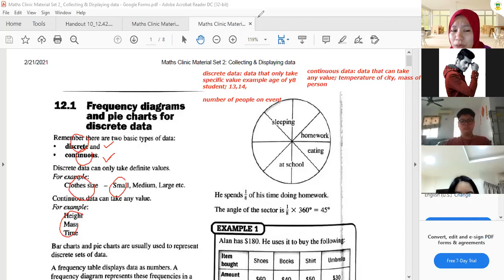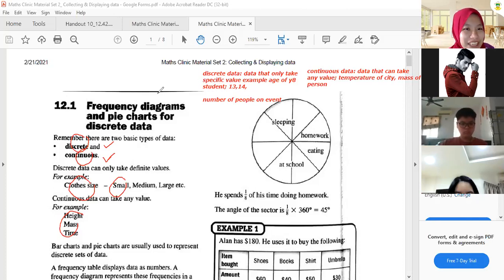Guys, in order for you to display the data, you need to find out what type of data you have. If your data is discrete data, you are going to use a frequency diagram called a bar chart. But if your data is continuous or grouped discrete, you are going to use a histogram. Other than that, you'll be having two-way table, pie chart, and so on.